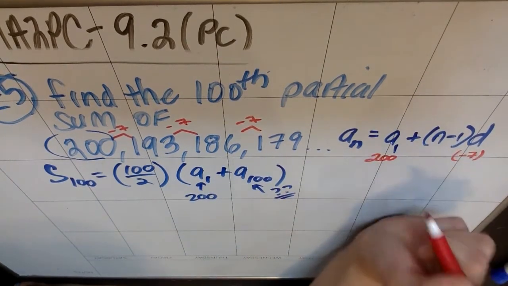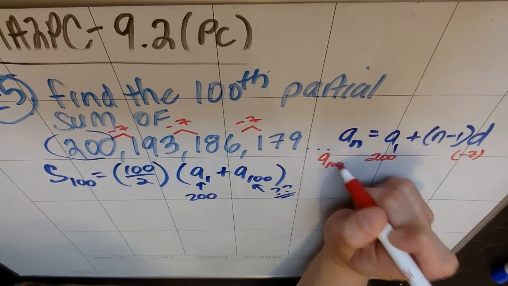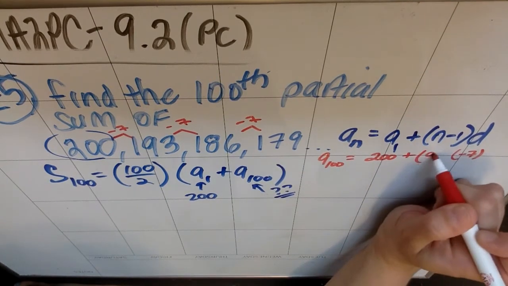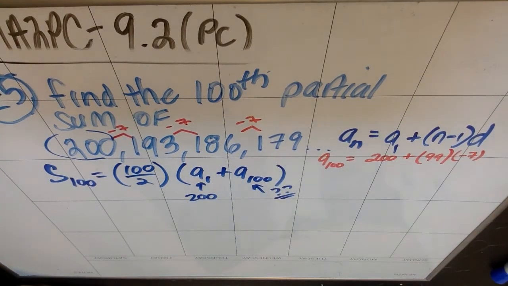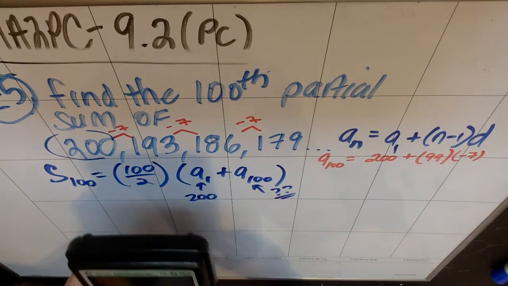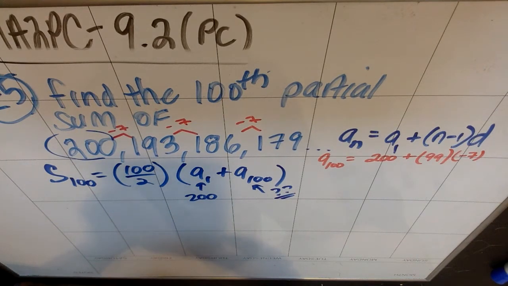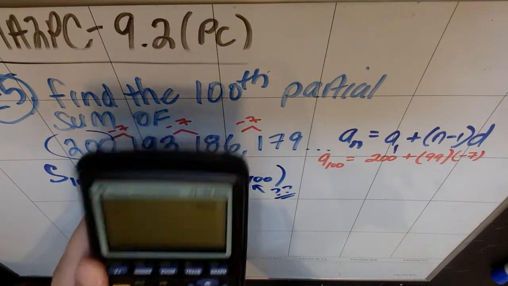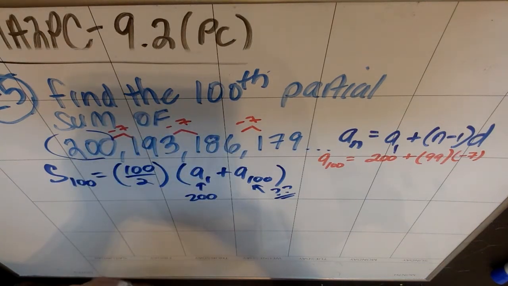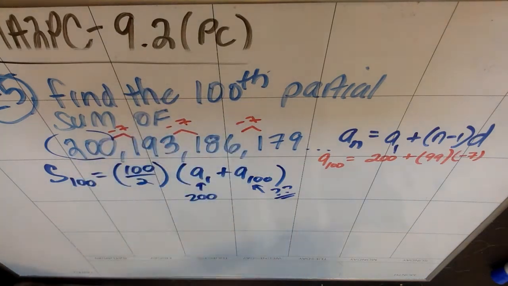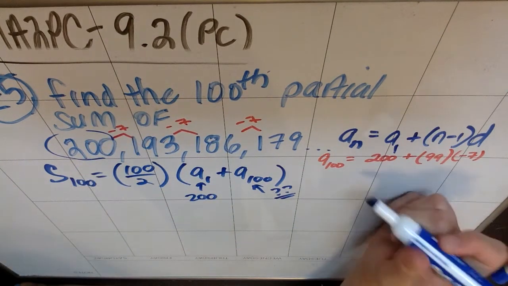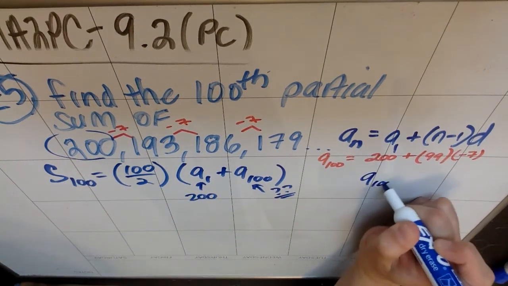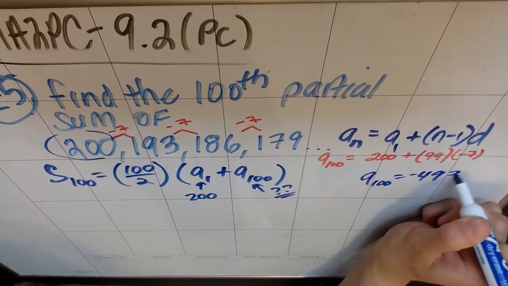So I get that my common difference is negative 7, and I know A sub 1 is 200. And I know I want to find A sub 100, so that means I'm going to be doing 99 times that negative 7. Now, nobody expects you to do big numbers like this without a calculator. That's just fine. So I'm going to do 99 times negative 7, which is negative 693, and I'm going to add to that 200, and I get negative 493. So I get that my A sub 100 is negative 493.